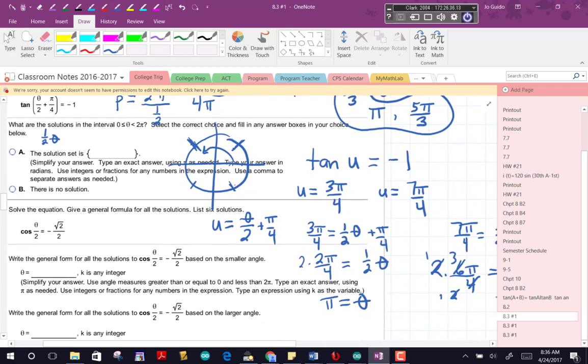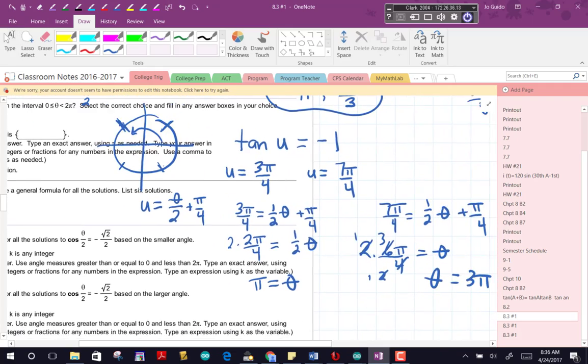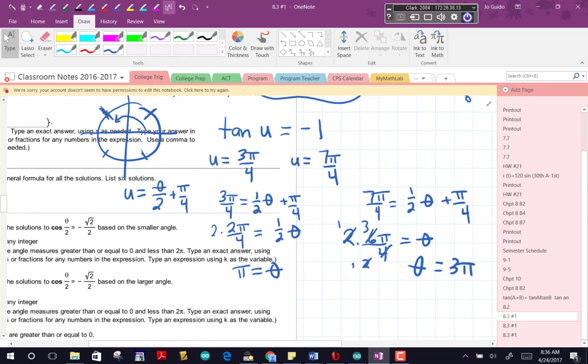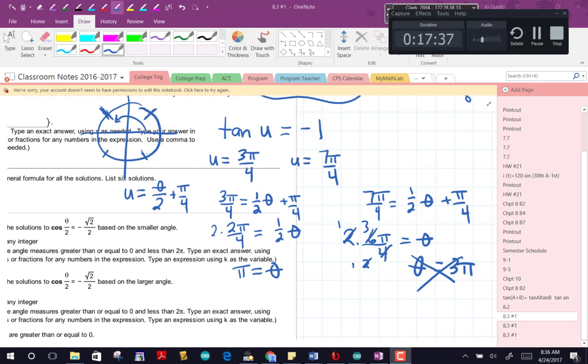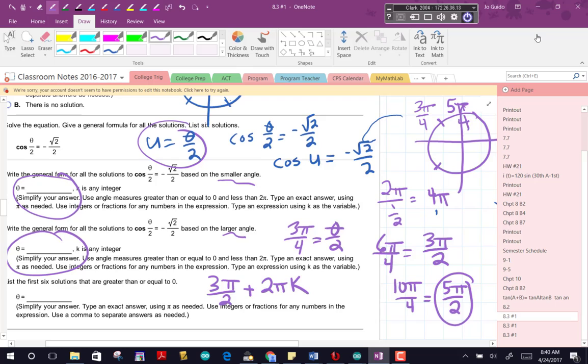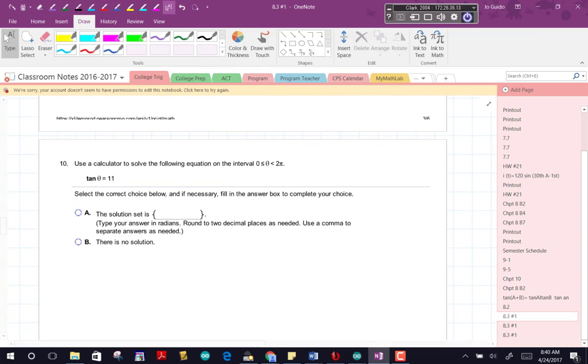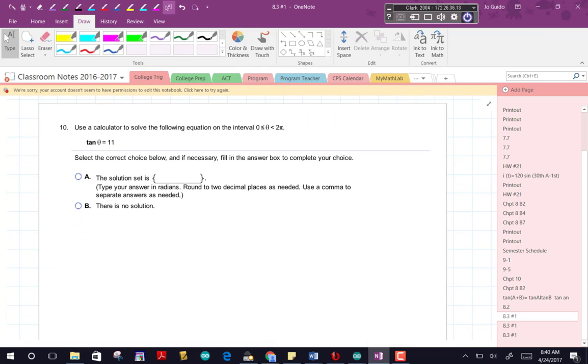Did this problem ask us to find the solutions in the interval from 0 to 2 pi, and so do both of our solutions work? Just one of them works. Okay. And then number 10 is to just use your calculator to solve. Okay, we good?